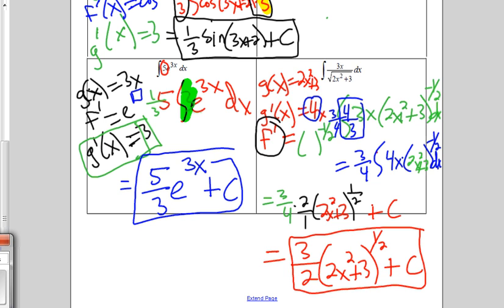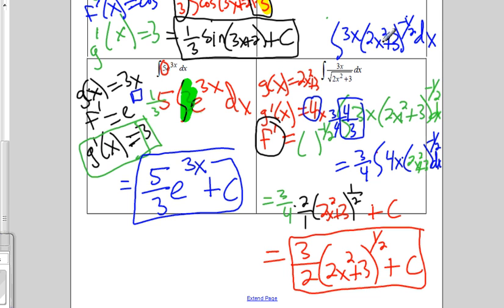Last part, we got a lot going on here, so I wrote my inside function as 2x squared plus 3. I took the derivative of that, 4x. Oh, I have 3x, but we'll deal with that in a second. And what is my outside function? If I move this up, it would be something to the negative 1/2. So I could have rewritten that. And let's do that right now. So it's the integral of 3x times 2x squared plus 3 to the negative 1/2 dx. And so that's my g of x.